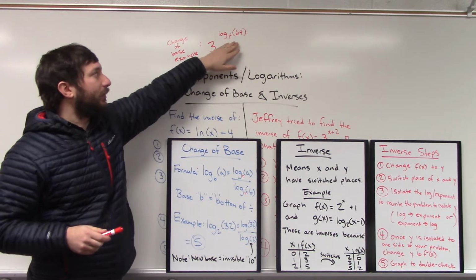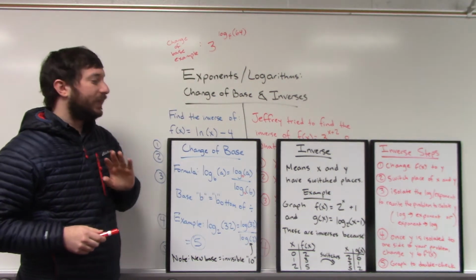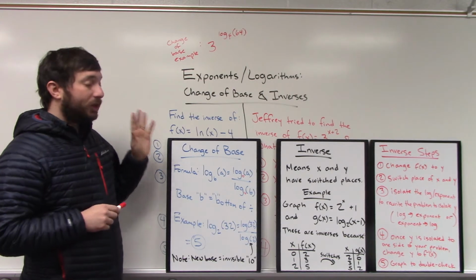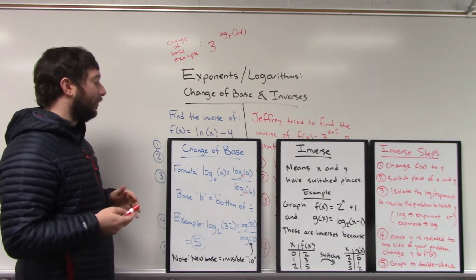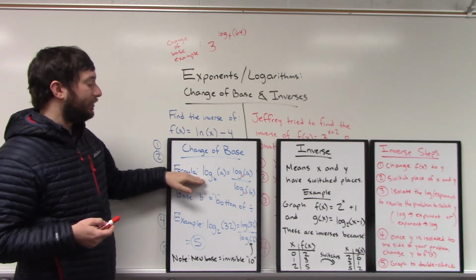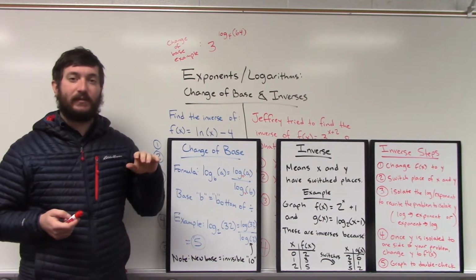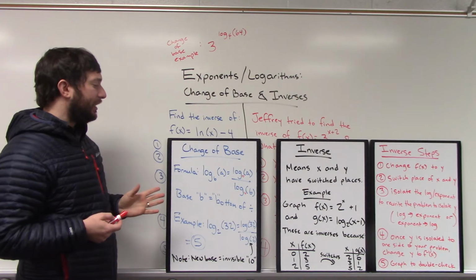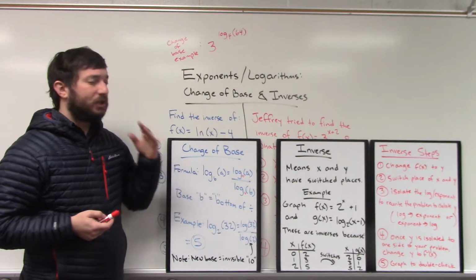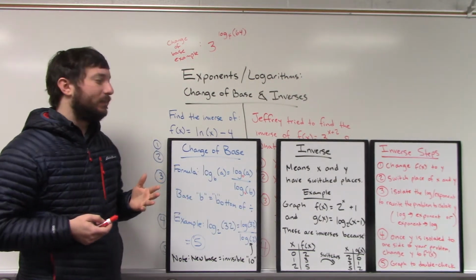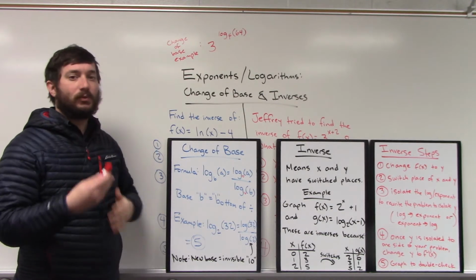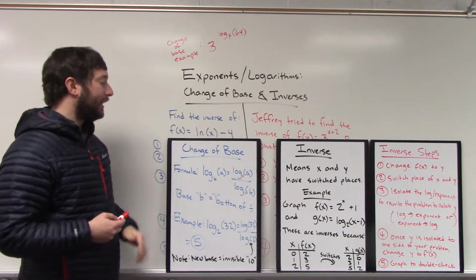But if you ever do start with a different base than 10, an invisible 10, you can change the base with a change of base formula as follows. You can take the log of A over the log of whatever base that you have, and the invisible base will now be a 10. You've changed your base. The calculator should now be able to tell you what answer you should get from whatever logarithm you had.